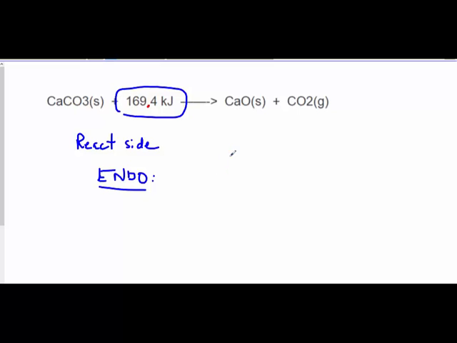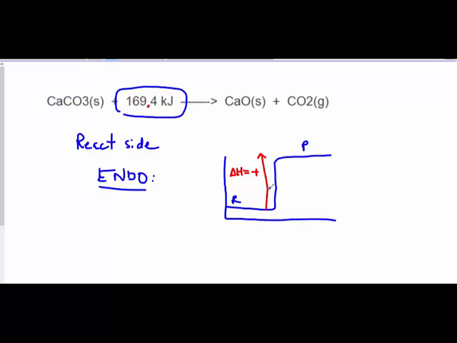For an endothermic reaction, we're putting energy into the system. So as we move from reactants to products, we're going uphill because energy is being absorbed. Here's our reactants on the bottom, here's our products on the top. If we draw that little arrow from the reactants to the products, it's going up in a positive direction. So our delta H is positive, because energy is being absorbed by the system.